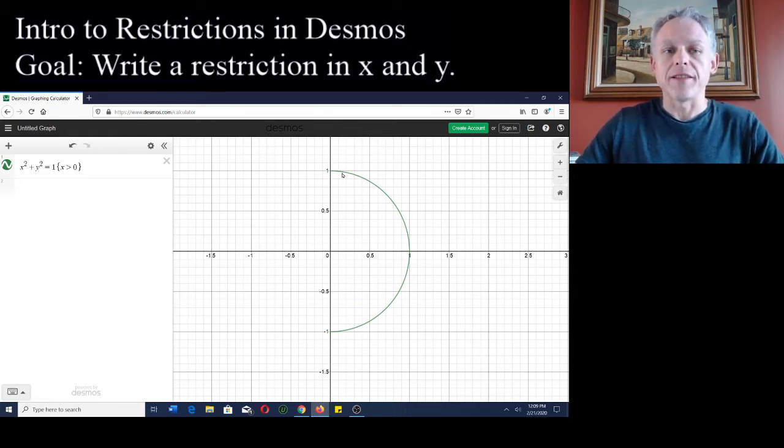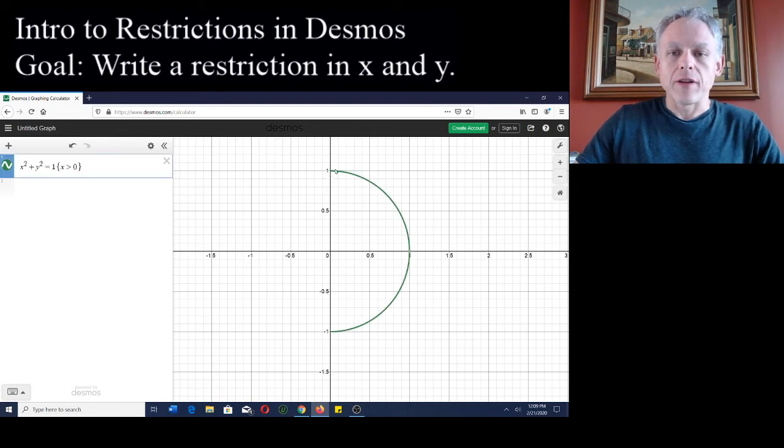It's because you're telling Desmos only graph the equation when the x-coordinate's positive. When the x-coordinate's positive, that means you graph the upper right part of the circle and the lower right quarter of the circle. Now, we only want to graph this part right here, the part that's in quadrant 1.